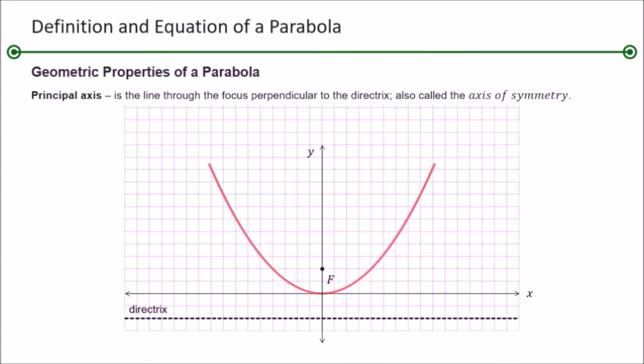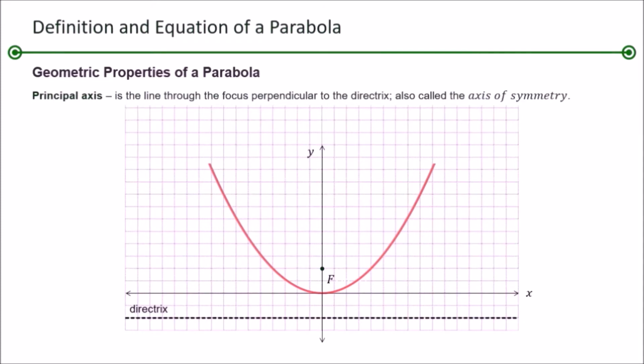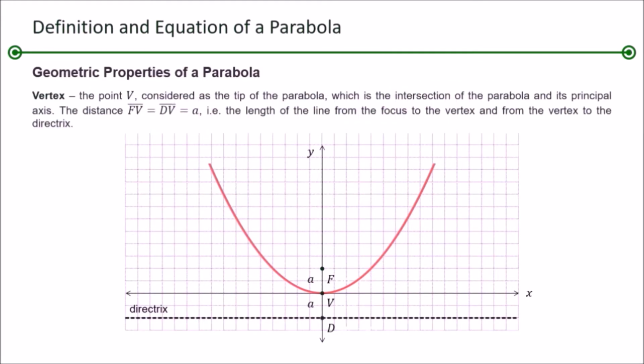Geometric properties of a parabola. Principal axis. The principal axis is the line through the focus perpendicular to the directrix, also called the axis of symmetry. Vertex. The point V, considered as the tip of the parabola, which is the intersection of the parabola and its principal axis. From the figure, the distance of the line segment FB is equal to the distance of the line segment DB. From henceforth, we shall call it a, i.e., the length of the line from the focus to the vertex and from the vertex to the directrix.